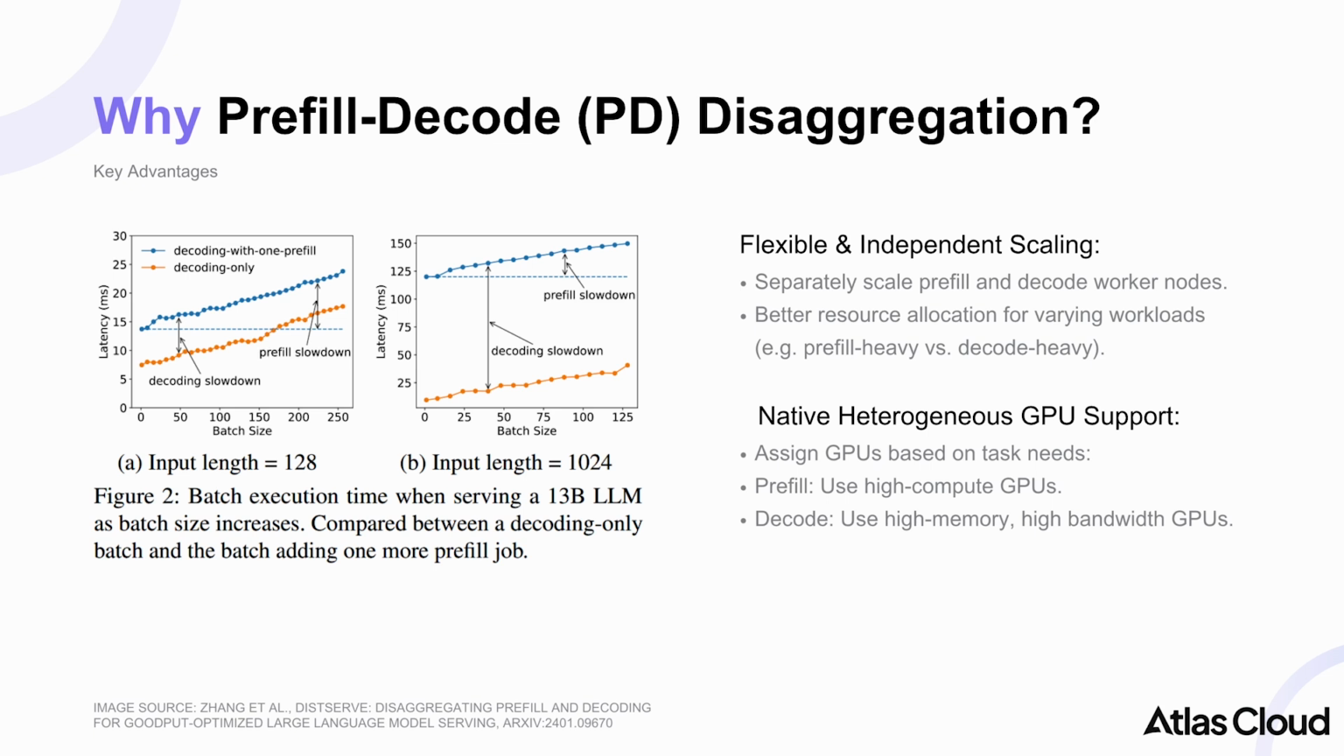It also unlocks native support for heterogeneous GPU environments. We can match hardware to workload, assigning compute-optimized GPUs to the prefill stage, which is compute intensive, and routing the decode stage to GPUs with high memory and bandwidth, which better suit its streaming and caching requirements. This flexibility not only improves performance, but ensures cost-effective scaling tailored to real workload demands.